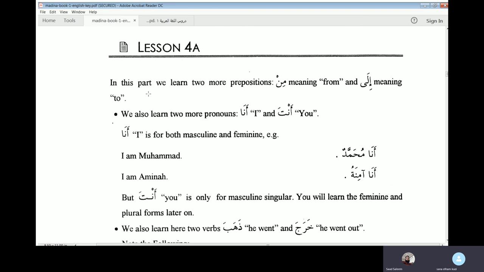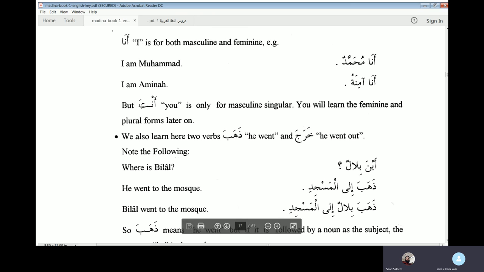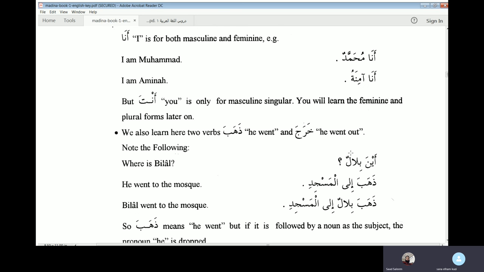Lesson 4. In this part, we learn two more prepositions: min, which means from, and ila, which means to. We also learn two more pronouns: ana, which means I, and anta, which means you. Ana, I, is for both masculine and feminine. For example, Ana Muhammadun, I am Muhammad. Ana Aminatu, I am Amina. But anta, which is you, is only for masculine singular. So you will learn the feminine and the plural forms later on. We also learn here two words: dahaba, which means he went, and kharaja, which means he went out.